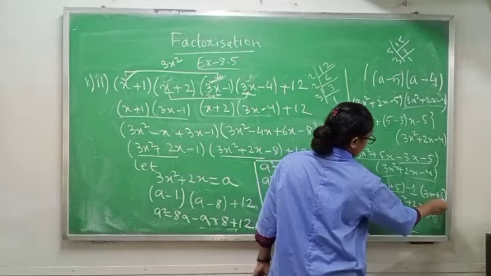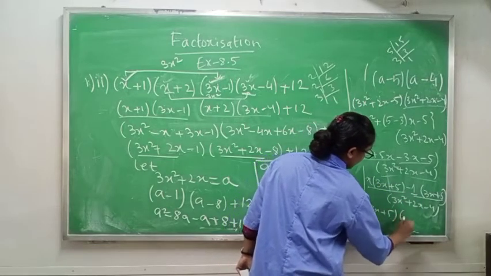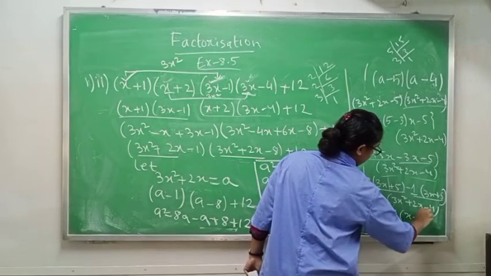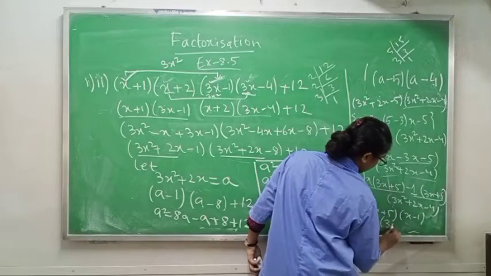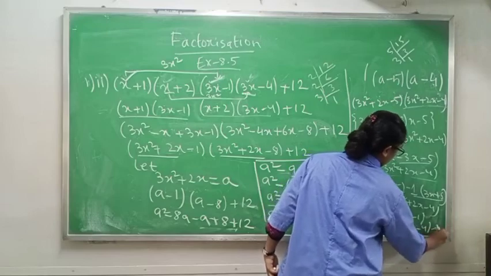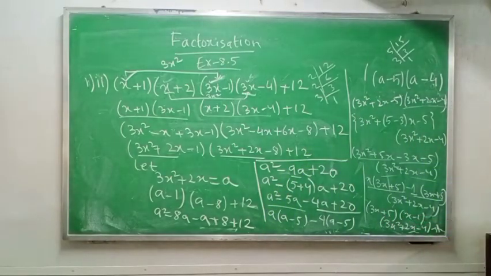Now you can see this and this one. 3x plus 5 is common and x minus 1 is left, and this one fully left, 3x square plus 2x minus 4. Okay, so this one is your answer: 3x plus 5, x minus 1, 3x square plus 2x minus 4.